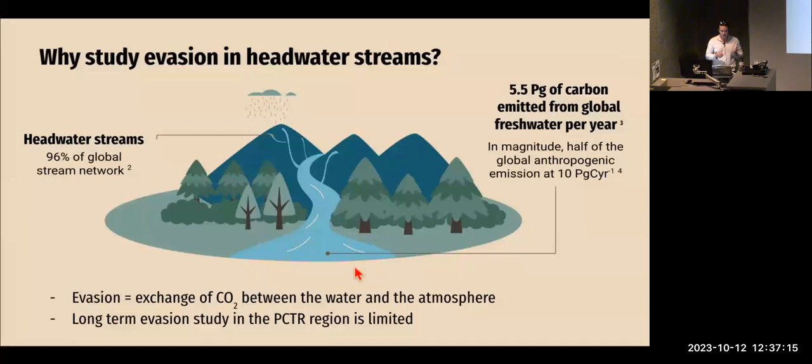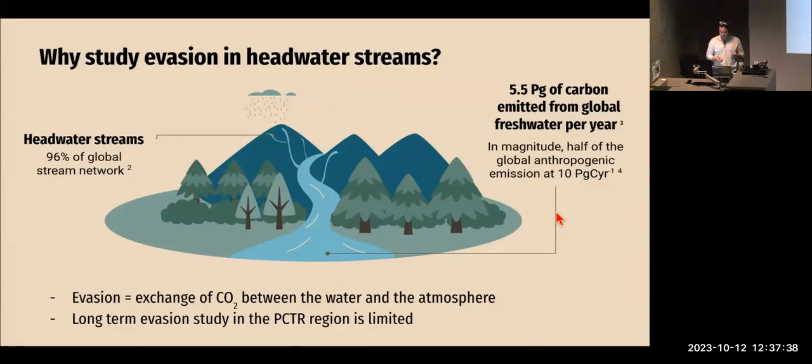But advances in this field in the last decade have led to a sevenfold increase in the global evasion estimate. The latest one in 2023 showed 5.5 petagrams of carbon is being emitted from headwater sources. To give that some context in magnitude, that's around half of the global anthropogenic emission at 10 petagrams of carbon per year.